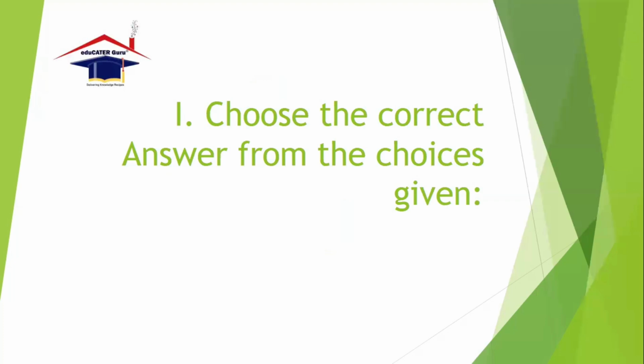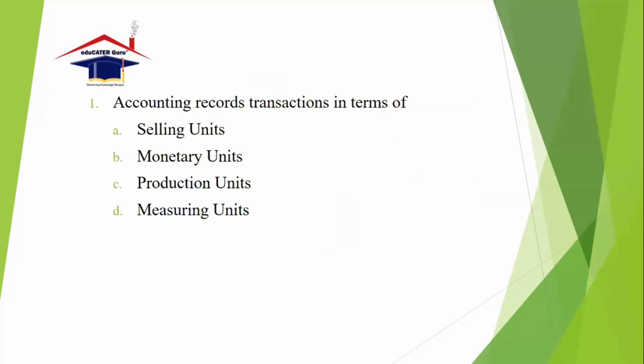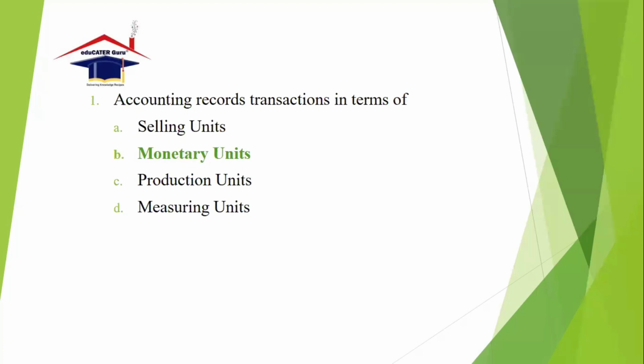right answer. So first one, accounting records transactions in terms of A, selling units, B, monetary units, C, production units, D, measuring units. The answer is option B, monetary units. Let us see how this answer is right.